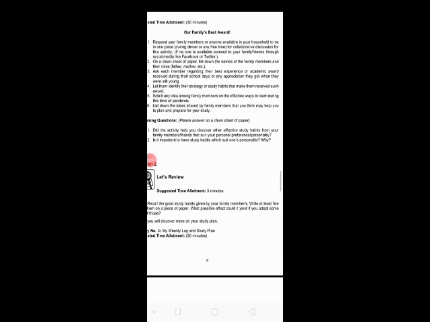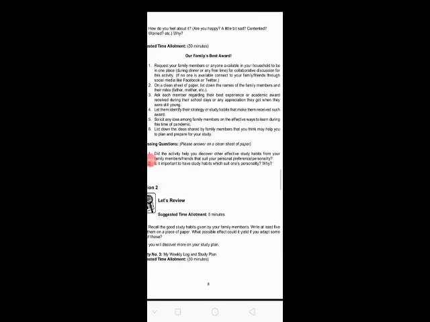So try to ask them what are their suggestions on how you can succeed in your MDL or modular distance learning this school year. And lastly, list down the ideas shared by your family members that you think may help you to plan and prepare for your study. So the sixth instruction is for you to list down all the ideas that were shared by your family members, no? That will be helpful in planning and preparing for your studies.